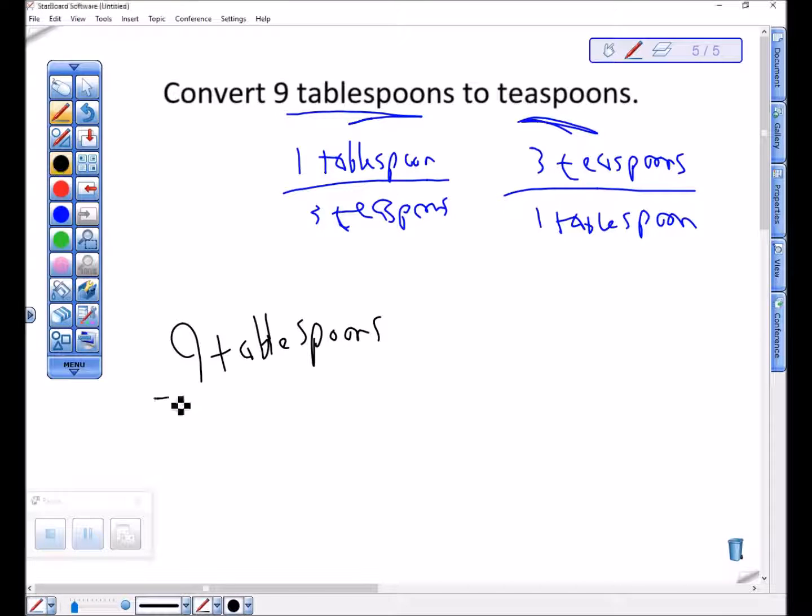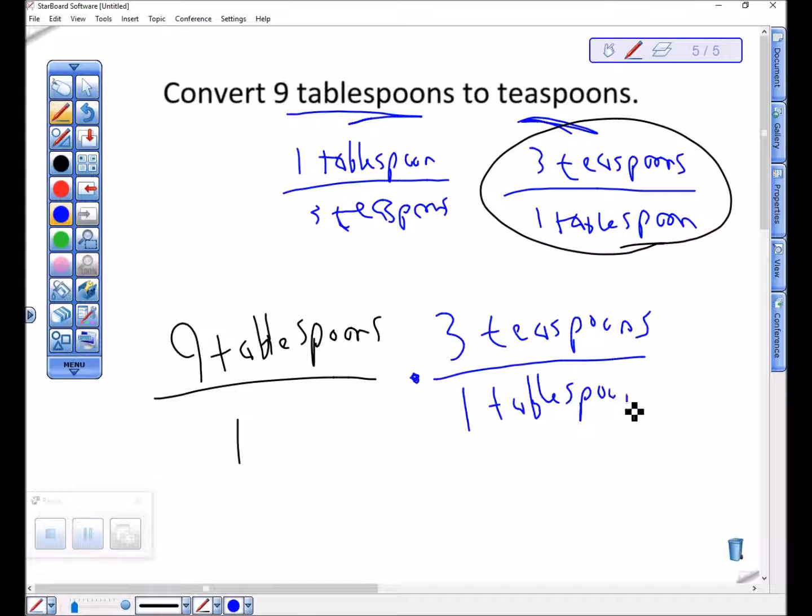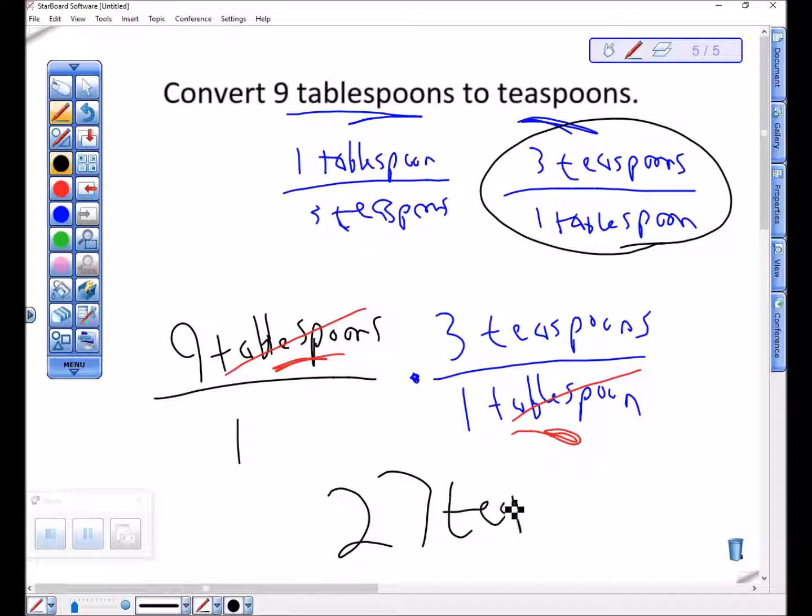Now, if you zoned out, came back, and you're like, oh, I need to change that, I bet it's 3. You're incorrect here. Tablespoons are bigger than teaspoons, so I should get more teaspoons per tablespoon. In fact, I want to use this one on the right and multiply by 3 teaspoons per 1 tablespoon, because that's how my units cancel out. I had tablespoons here, I have tablespoons here, those cancel out. I get 9 times 3 teaspoons. 9 times 3 is 27 teaspoons.